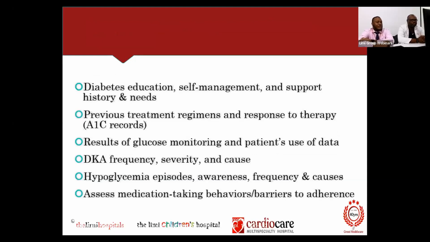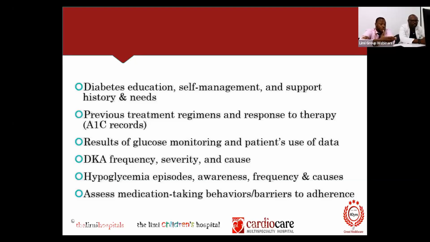So other things we also want to find out from our history are diabetes education, self-management support and needs. Also mention the fact that you want to know the previous patient's treatment regimen. So the patient has been on metformin or been on insulin. You want to know what exactly the patient has been using. And other medications too for other comorbidity situations. So it will help you to know what possible comorbidity situations are in the patient and the response to therapy. So it's very important. The patients that have been previously checking their HbA1c, it gives you an idea of their glycemic control.